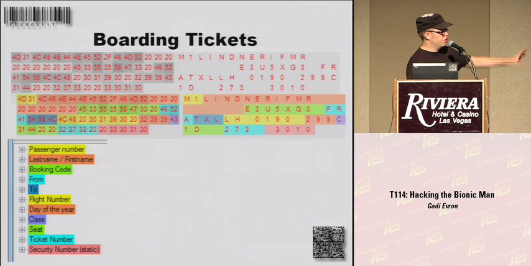So I got all those, and then I decoded them. And this is a tool I wrote myself for this barcode research, so I can color hex dumps and stuff. So this is what I found in the barcode. It has a passenger number, a last name, first name, booking code, from where you're flying to where you're flying, which flight number, the day of the year, in which class you're flying, interesting, important, what seat you have, what your ticket number is, and a security check number.